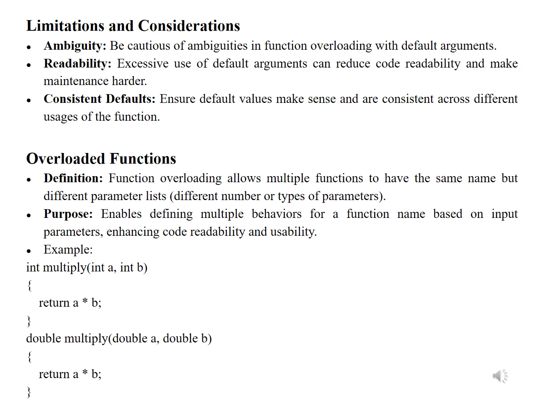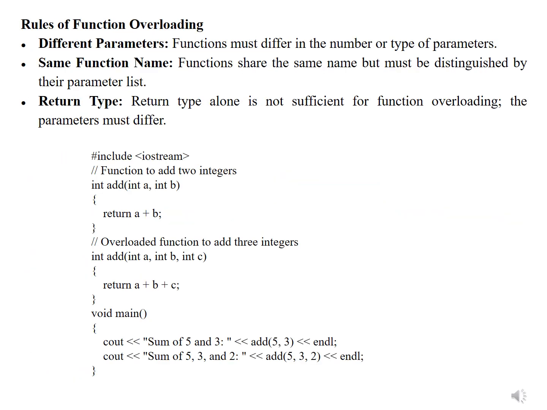Here again the same name multiply is used but with a different data type. That is, the return type is double, and it accepts the parameters a and b of double data type. Rules of function overloading. Different parameters. Functions must differ in number or types of parameters. The functions have the same name but must be distinguished by their parameter list. Return type. Return type alone is not sufficient for function overloading. The parameters must differ.